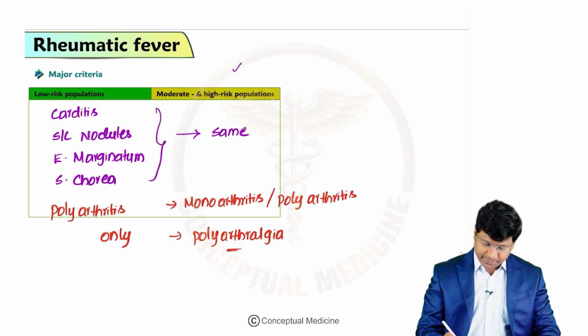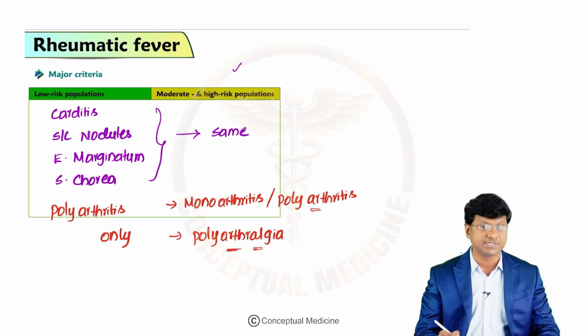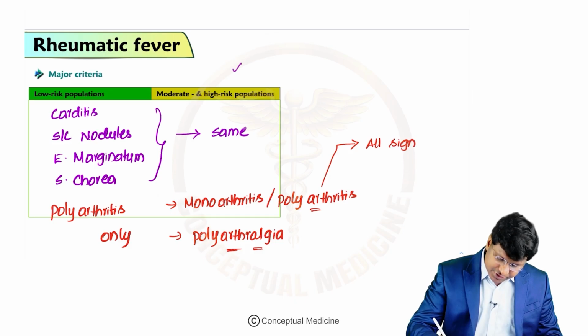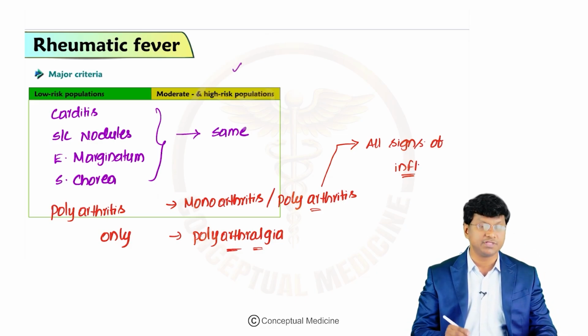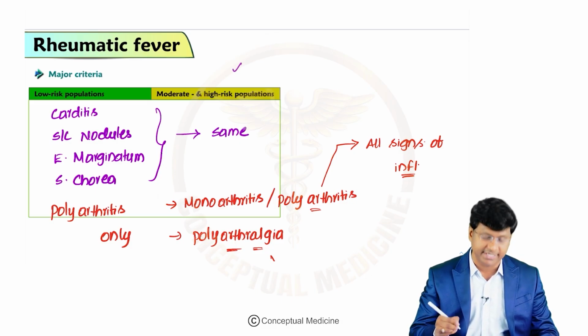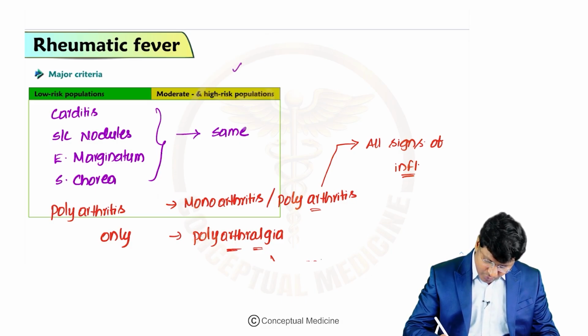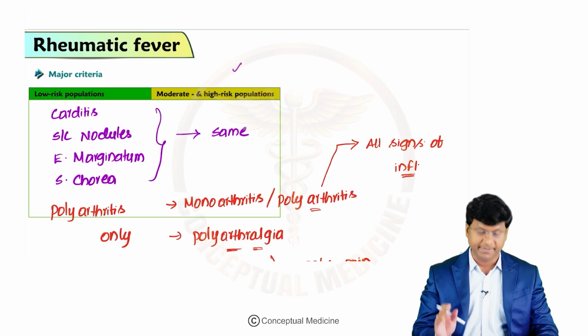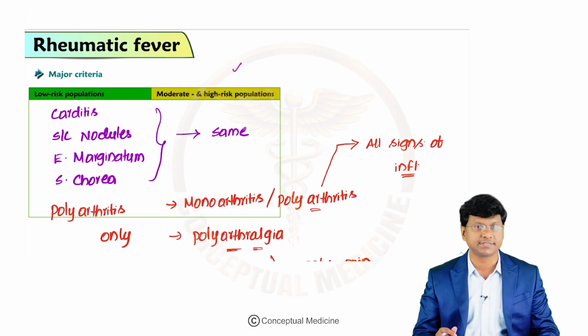What is the difference between polyarthralgia and polyarthritis? In case of polyarthritis, within the joint you have all signs of inflammation. Whereas if you take polyarthralgia, the individual will have only the pain.